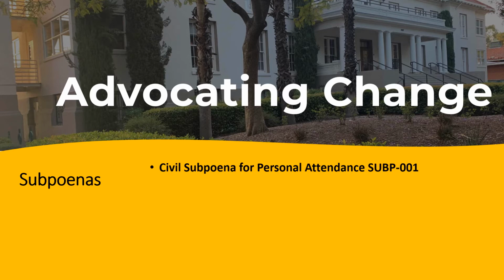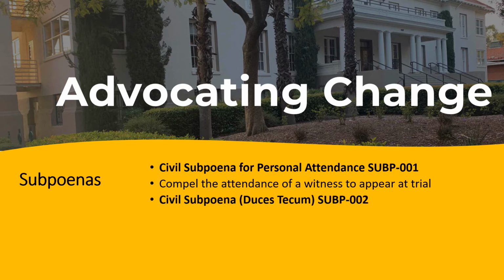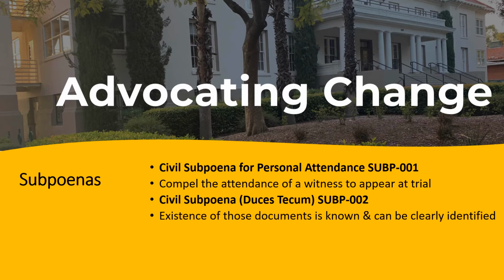You will use a civil subpoena for personal attendance to compel the attendance of a witness to appear at trial. A civil subpoena duces tecum is used by a party who has failed to request certain essential or critical documents during the discovery phase of the litigation process, and the existence of those documents is known and the document can clearly be identified. Then a party can prepare and serve the subpoena on the other party to bring the papers and testify, or just bring the papers.